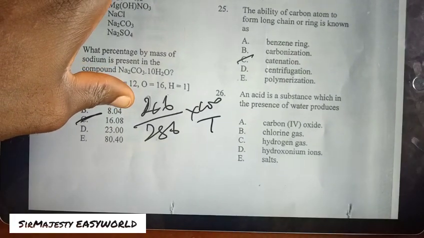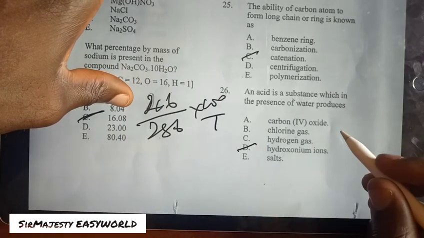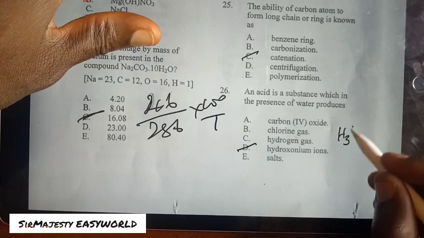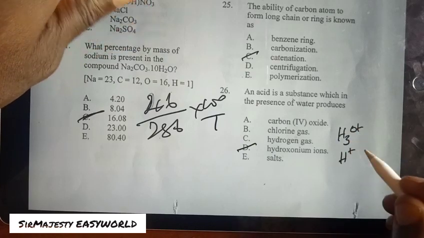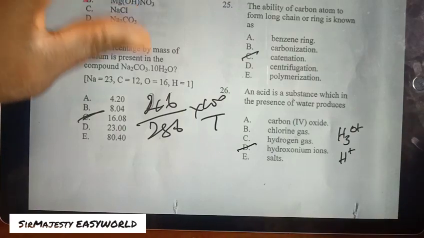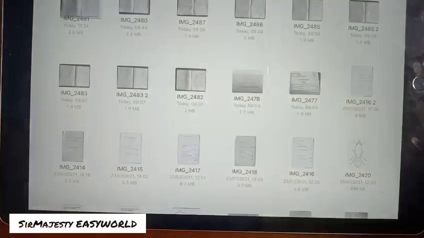Then an acid is a substance which in the presence of water produces the hydroxonium ion. According to Arrhenius, an acid is a species that will produce these two things in water, either hydroxonium ion or hydrogen ion as the only positive ion. So we go to question number 27.